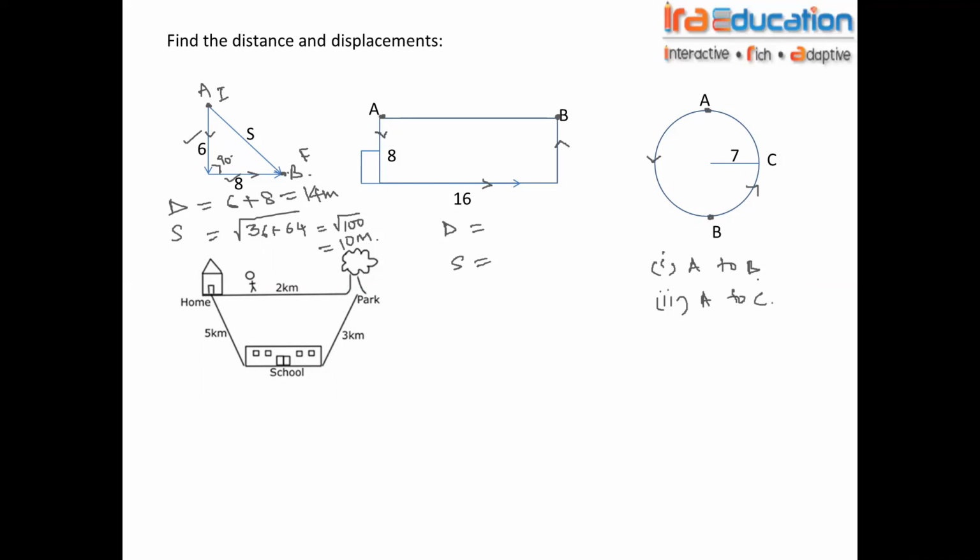I give you 30 seconds, you can try. Third one, I got the answer. For the first bit or second bit? Circle, ma'am. A to B and A to C. Both of them you got the answer, tell me. No, ma'am. 1 minute, ma'am. I'll do the second one. Okay. Distances.